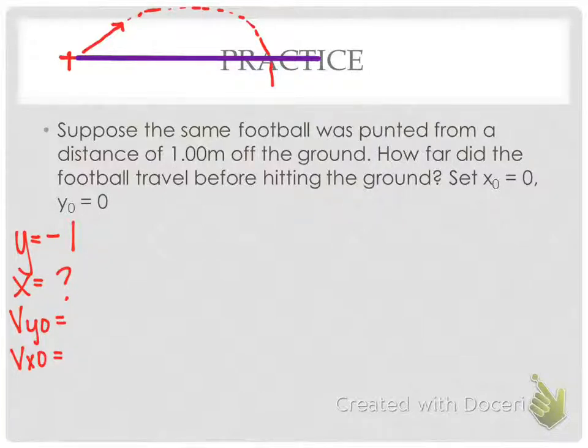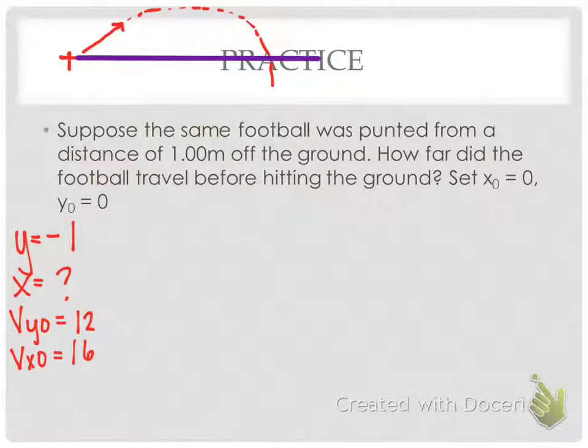Tell me those initial velocity vectors that we found last time. What was V sub yo? 12 meters per second, and V sub xo was 16 meters per second. Those are the only things that we can keep the same. We're still going to have to solve now for time, because that 1 meter difference is going to make a difference in the time that it's in the air.